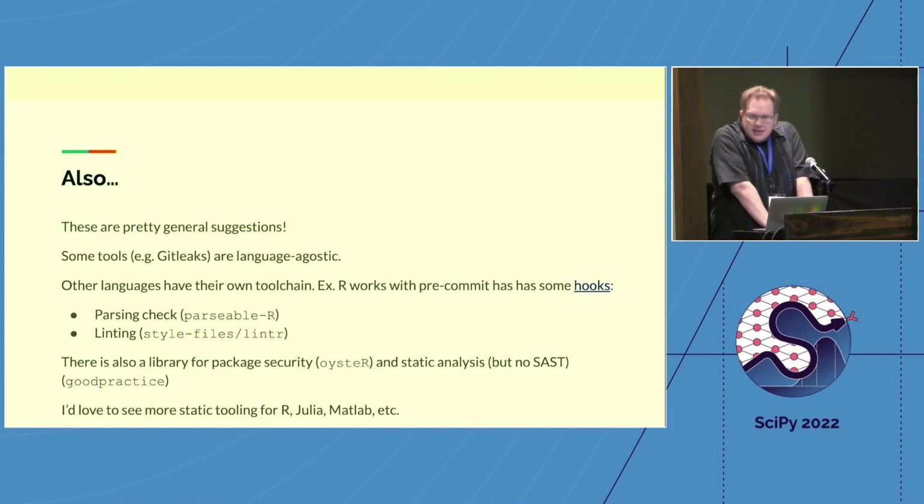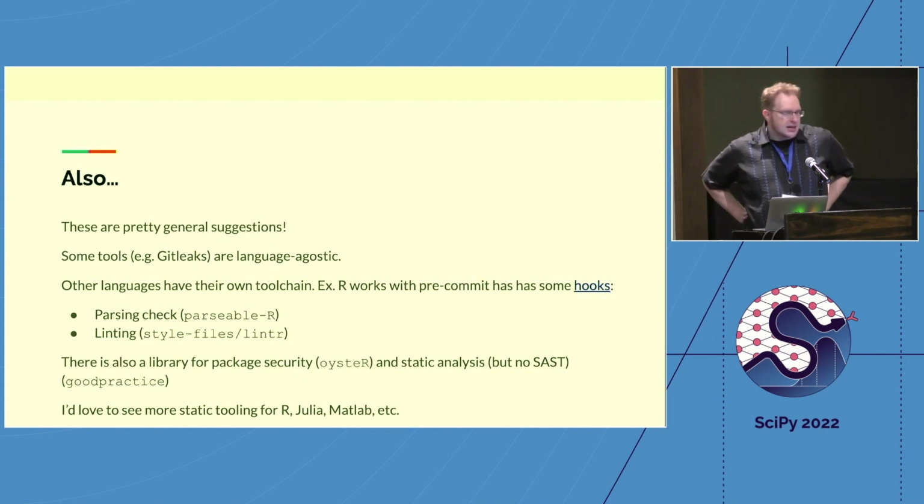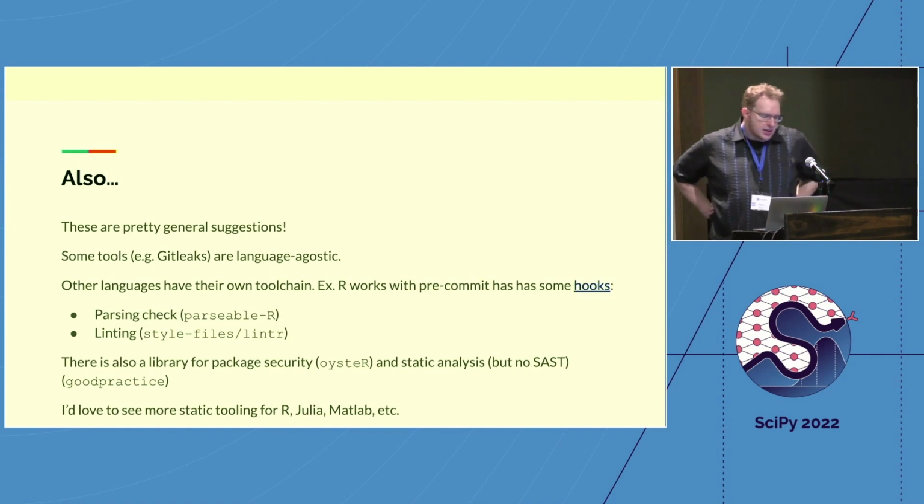But one last note. These are general suggestions. This doesn't have to be Python. Some of these tools are language agnostic. Other languages have their own tool chain. I've had to work with a lot of data workflows that are in R, and R has some pre-commit hooks as well. It's got parsing, it's got linting, it's got package security. It has some static analysis, but sadly no SAST.